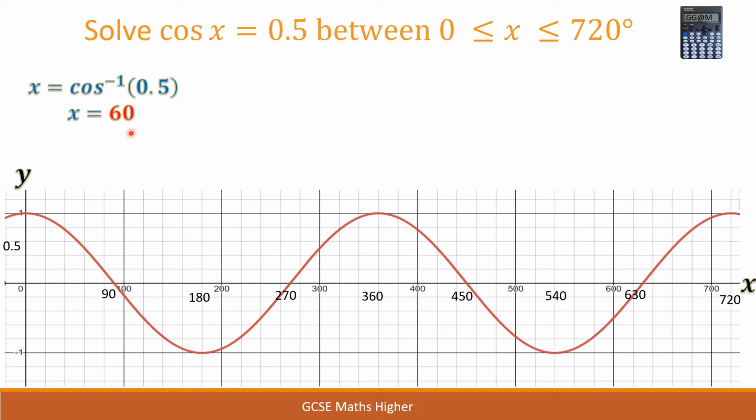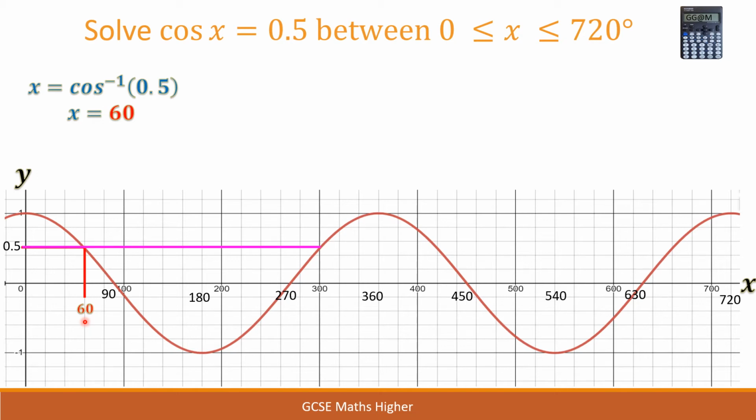Now what this means in relation to the graph is we look at the value of 0.5 again. From 0.5, I'm going to draw a line across, and then I'm going to draw a line down. If I come across at 0.5 and then draw a line down, this gives me the angle of 60 degrees. Now from here, I've got my first angle. I now need to work out my second angle.